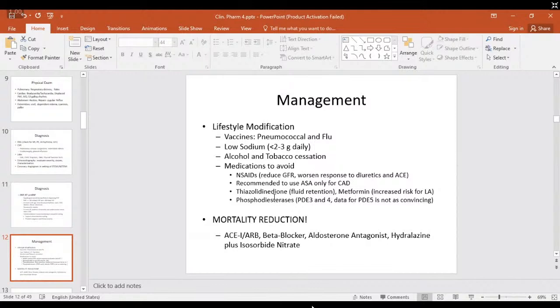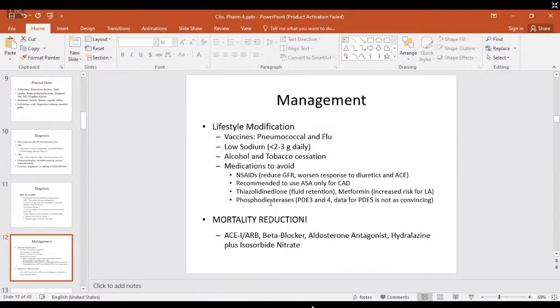Some antidiabetic drugs, thiazolidinediones, should be avoided. Metformin is actually used in patients with heart failure because it's the first-line treatment for type 2 diabetes. Some phosphodiesterase inhibitors like PDE3 and PDE4 should be avoided. And now comes the question, what should not be avoided in such patients?